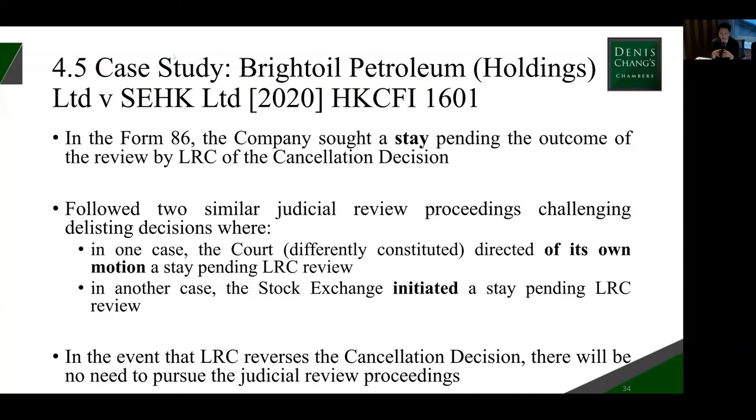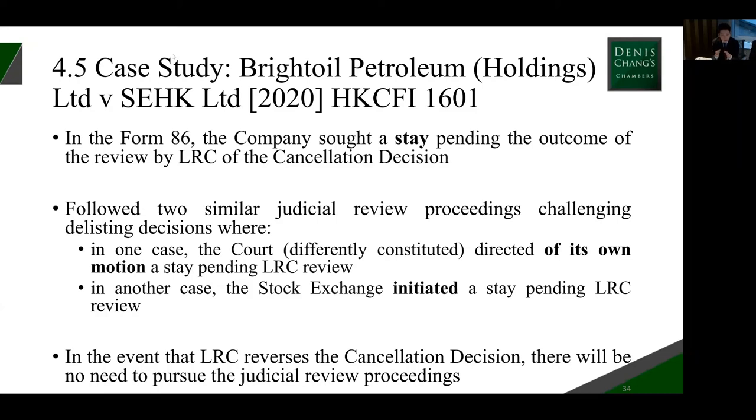procedural fairness. That is, the decision maker will have to give a chance for any affected party or stakeholders to respond to any adverse comments made by the decision maker, or that will be taken into account by the decision maker. So as a matter of procedural fairness, we feel that the listing department's report, which makes a lot of adverse comments against the listed issuers, should at least be disclosed to the listed issuer before any decision is arrived at by the listing committee.